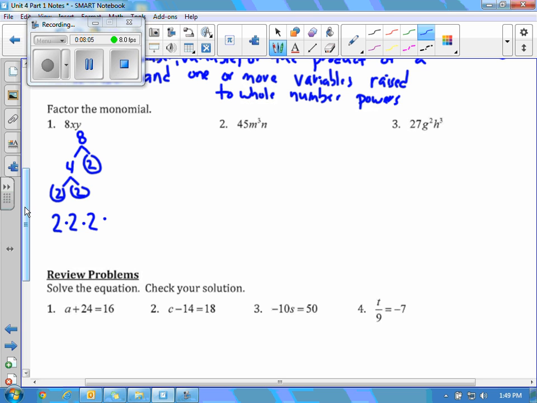And I also have to take into account my variables. So I have x and I have y. And we're just going to leave it like that. We leave it like this because it says to factor. It doesn't say to do prime factorization.